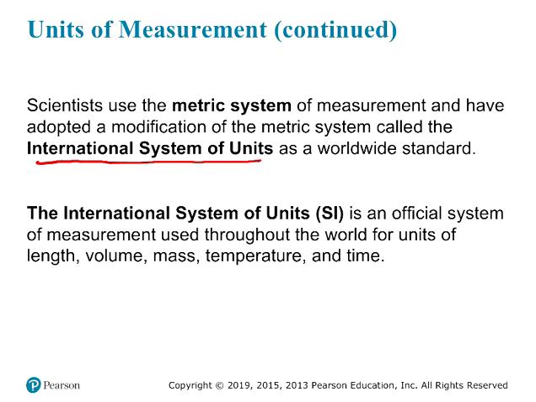Now, the International System of Units, abbreviated SI, is an official system of measurement used throughout the world for units of length, volume, mass, temperature, and time. Now, you might be wondering why the abbreviation is SI instead of IS. That has to do with the fact that typically we refer to the International System of Units in French, so it ends up as the System International, so it's SI.